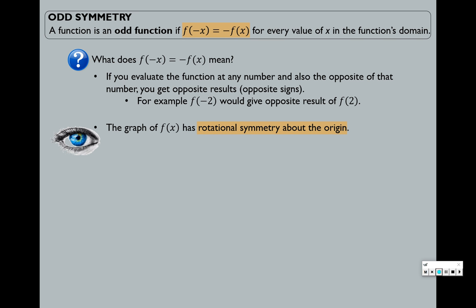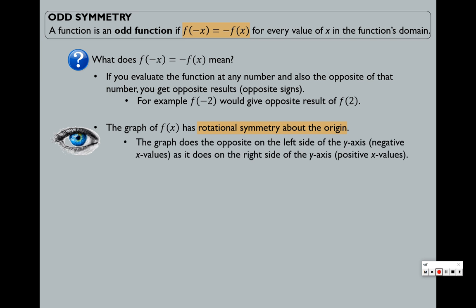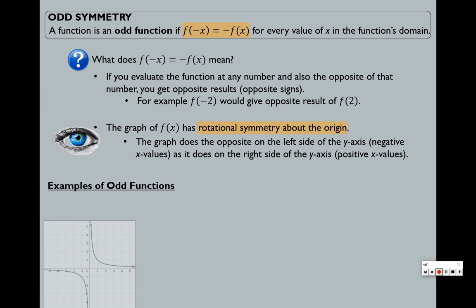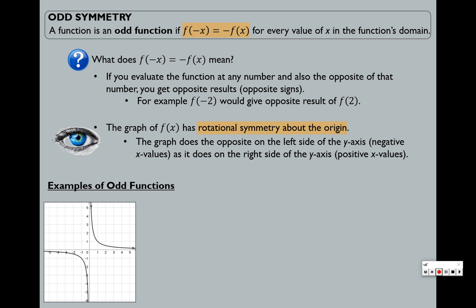So the graph of f at x has rotational symmetry, we say. I don't really like rotational, which just means it went from here down around to there. I like flip, flip. That's the way my brain works, but maybe rotational works better for you. The graph does the opposite on the left side as it does on the right side. Here's some examples of odd functions. Hey, 1 over x is odd. It's the same over here, but it's been flipped down there. It's been rotated around the axis.